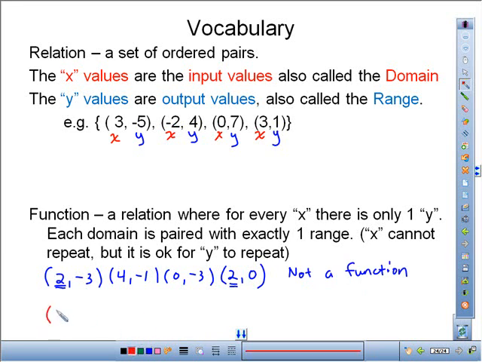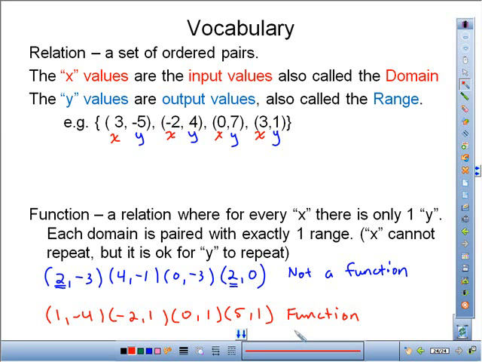Let's say we have (1, -4), (-2, 1), (0, 1), and (5, 1). Now let's take a look at the x values here. We have 1, -2, 0, and 5. They're all different. Okay? Since x never repeats, this is a function.